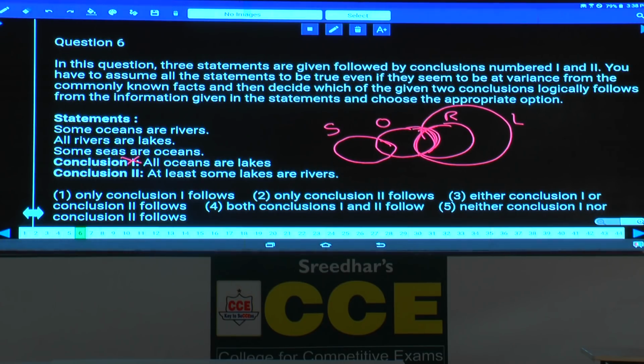And the next one, some lakes are rivers. Lake is here, river is here. All rivers are lakes means some lakes are rivers is true. Then what is your answer here? Only 2 follows. Only 2, and it is given in choice 2. Question number 6, choice 2 is the answer.